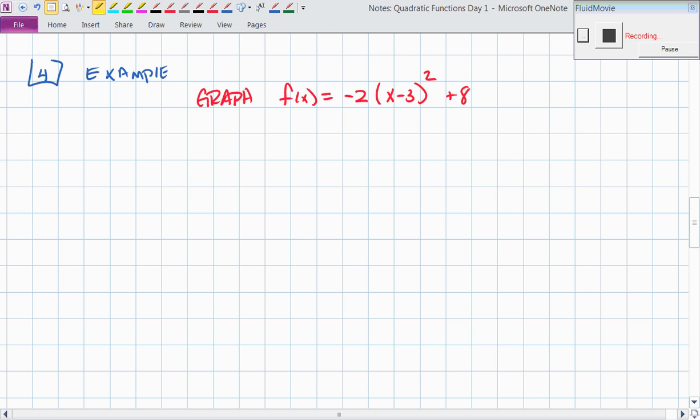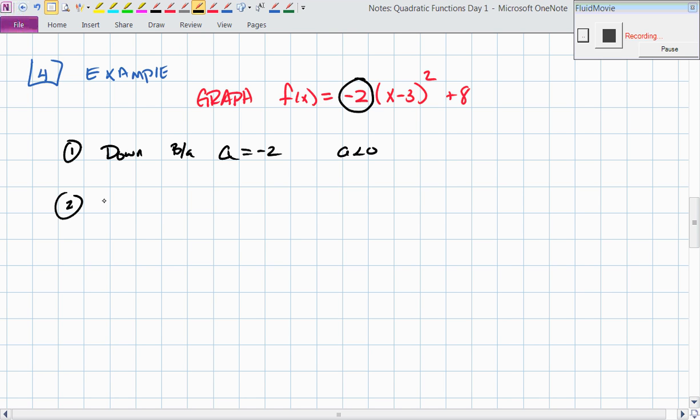f(x) = −2(x − 3)² + 8. All right, step number 1: what do we have here? Does this open up or down? Hopefully you realize that this opens down, because a is equal to negative 2. The a value is negative 2, so that means a is less than 0. There's my a value right there. Definitely going to open down.